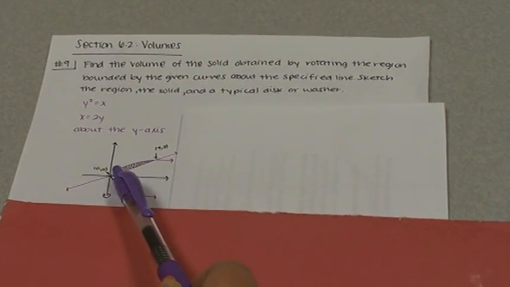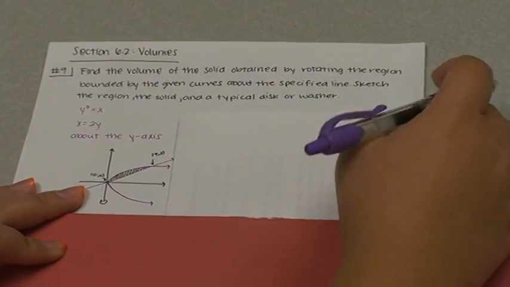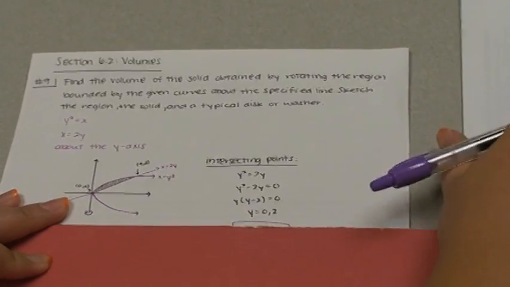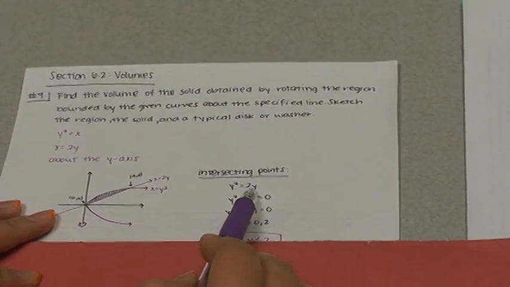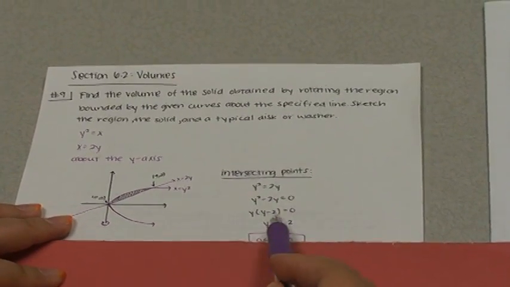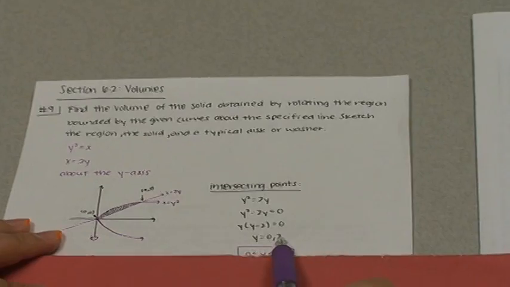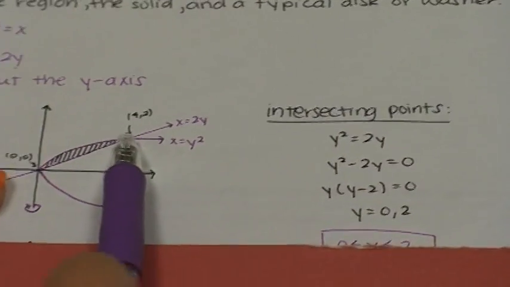And we have two intersection points, one here and one here. And first we need to find where they intersect. And in order to find them, we need to set the two equations equal to each other. So we get y squared equals 2y, then y squared minus 2y equals 0, and then solve for y. So we get y equals 0 and 2. So we know that the two intersection points are going to be at (0, 0) and at (4, 2).